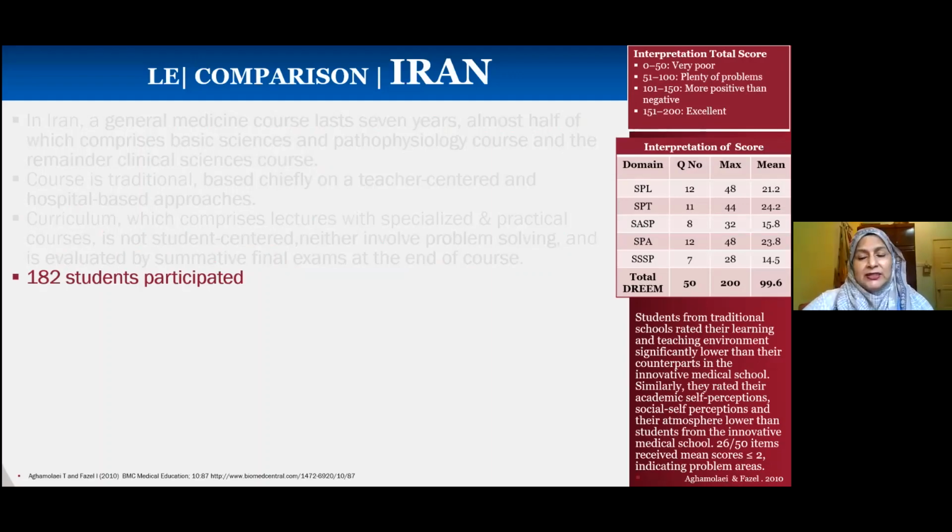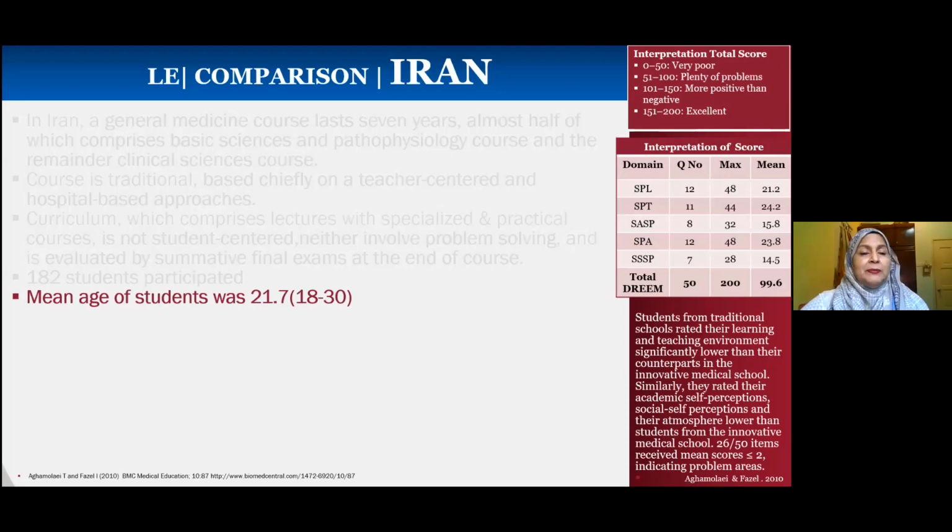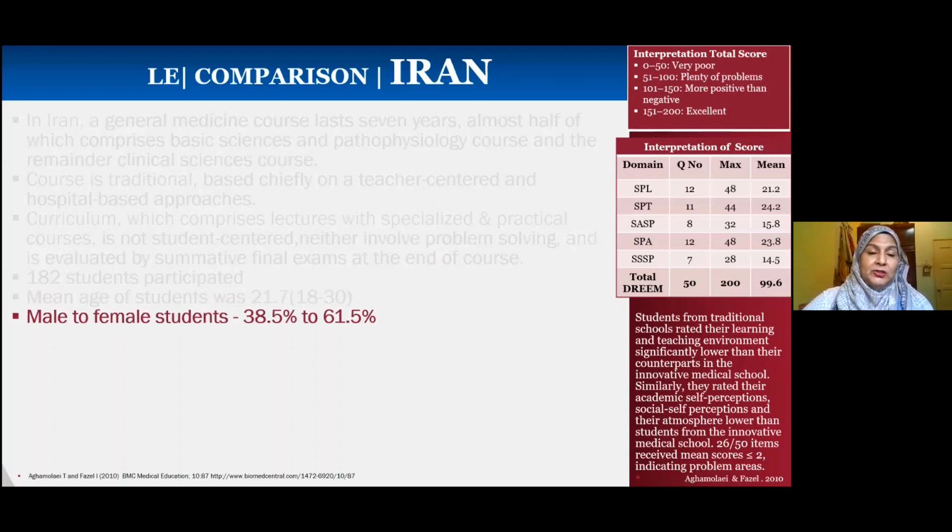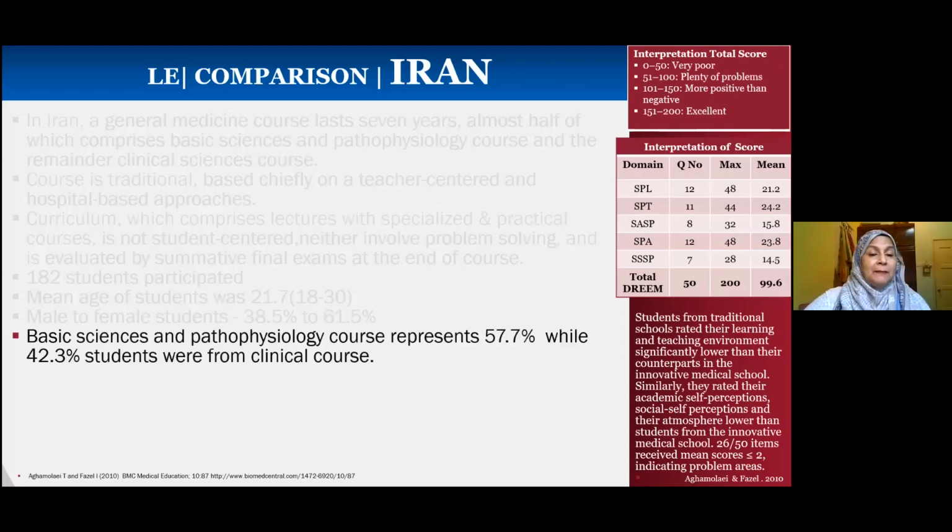182 students participated. The mean age of the students was 21.7. You see, the range of the age was 18 to 30 years. So probably they are having graduate students from other fields as well. The male to female student ratio is as usual. The females were more: about 1/3 were males and 2/3 were female. Basic science and pathology courses represented 57.7%, while 42.3% of students were from the clinical sciences.